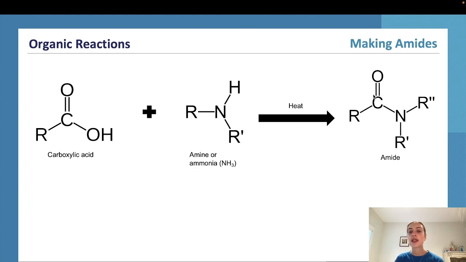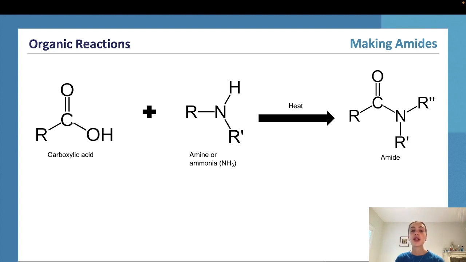And so this forms the amide, with the part with the double bonded oxygen being the carboxylic acid section, and the part with the nitrogen being either the original amine molecule or the ammonia section. And as we can see, we've removed a hydrogen from the amine or the ammonia molecule, and we've removed the hydroxyl group from the carboxylic acid molecule. And so that leaves us with a byproduct of water in this reaction.